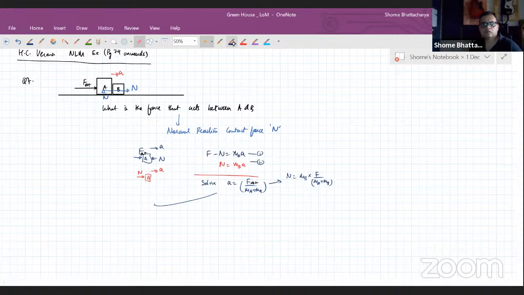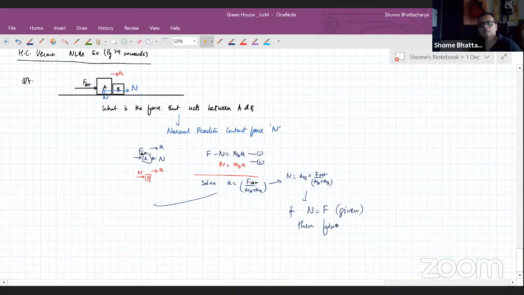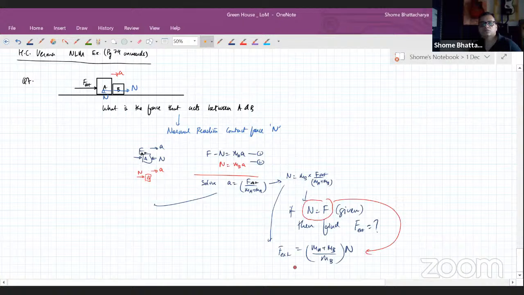So this is the equation. Now the question is saying that if N is equal to F given, then find the external force that we are applying. So just use this equation. You can see that F external from here is equal to (m_A plus m_B) upon m_B times N. Substitute the value of N as F, and you'll get your F external as (1 plus m_A by m_B) times F.